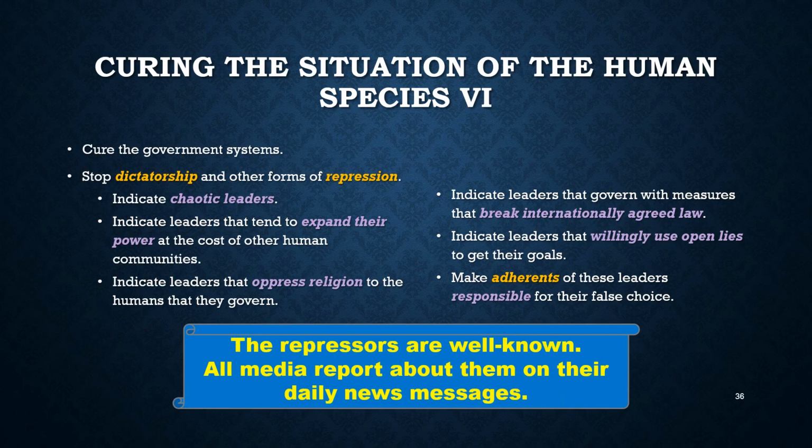Cure the government systems. Stop dictatorship and other forms of repression. Indicate chaotic leaders. Indicate leaders that tend to expand their power at the cost of other human communities. Indicate leaders that oppress religion to the humans that they govern. Indicate leaders that govern with measures that break internationally agreed law. Indicate leaders that willingly use open lies to get their goals. Make adherents of these leaders responsible for their false choice.